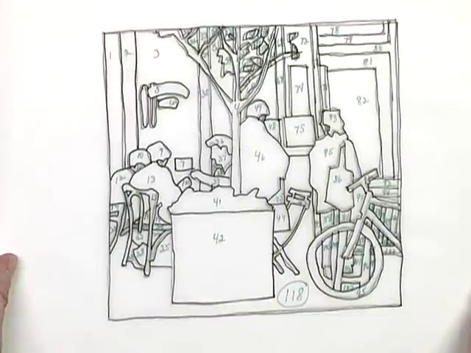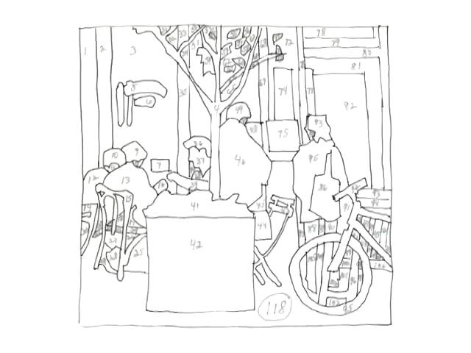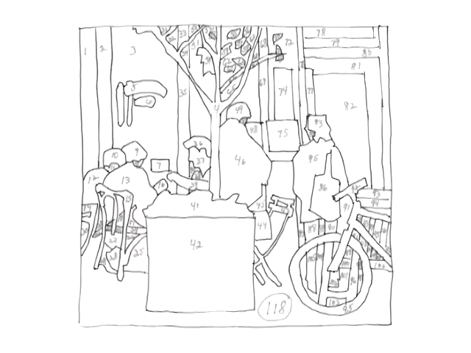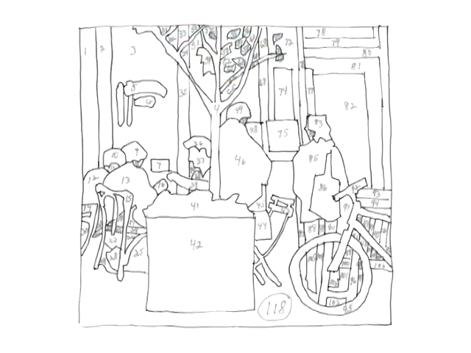I count and number the shapes. I see that I have a whopping 118 shapes in this composition. So how in the world am I going to edit down the 118 shapes that I have here down to a composition of 15 shapes or less? Well, I'm going to use the device called massing.